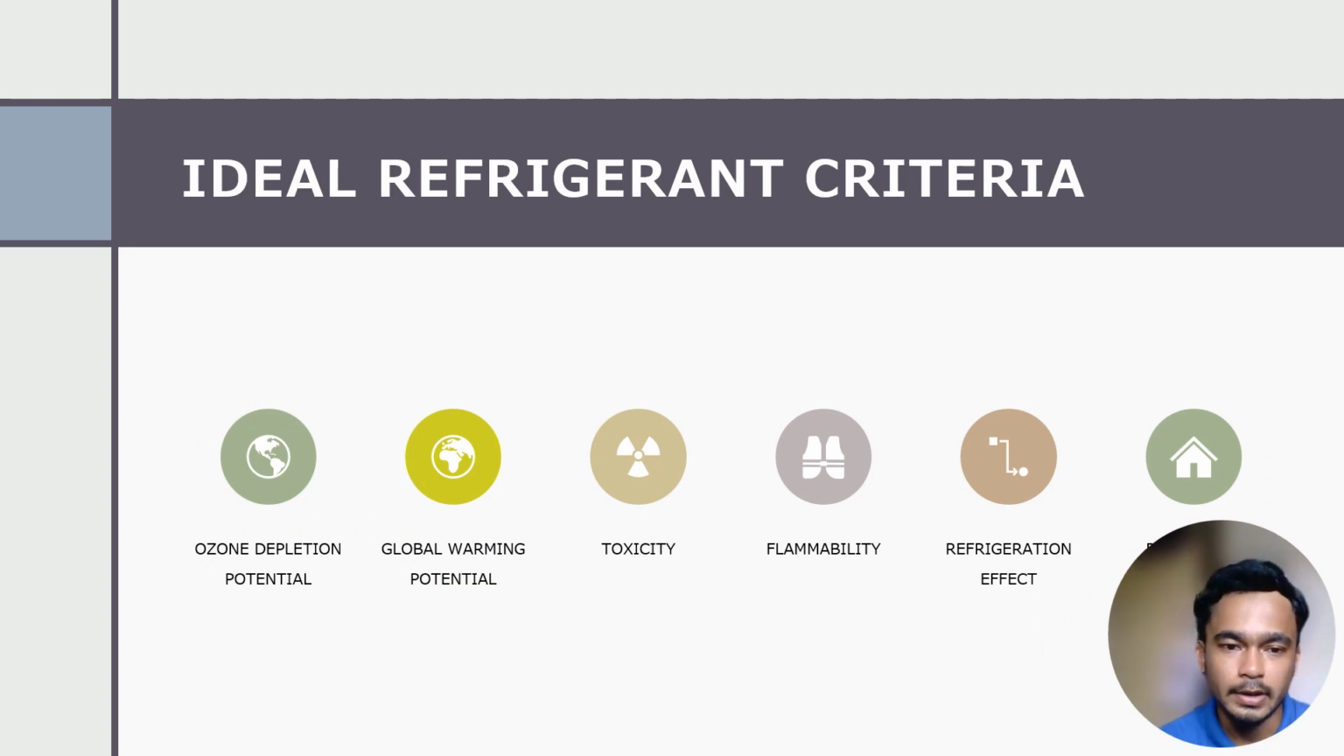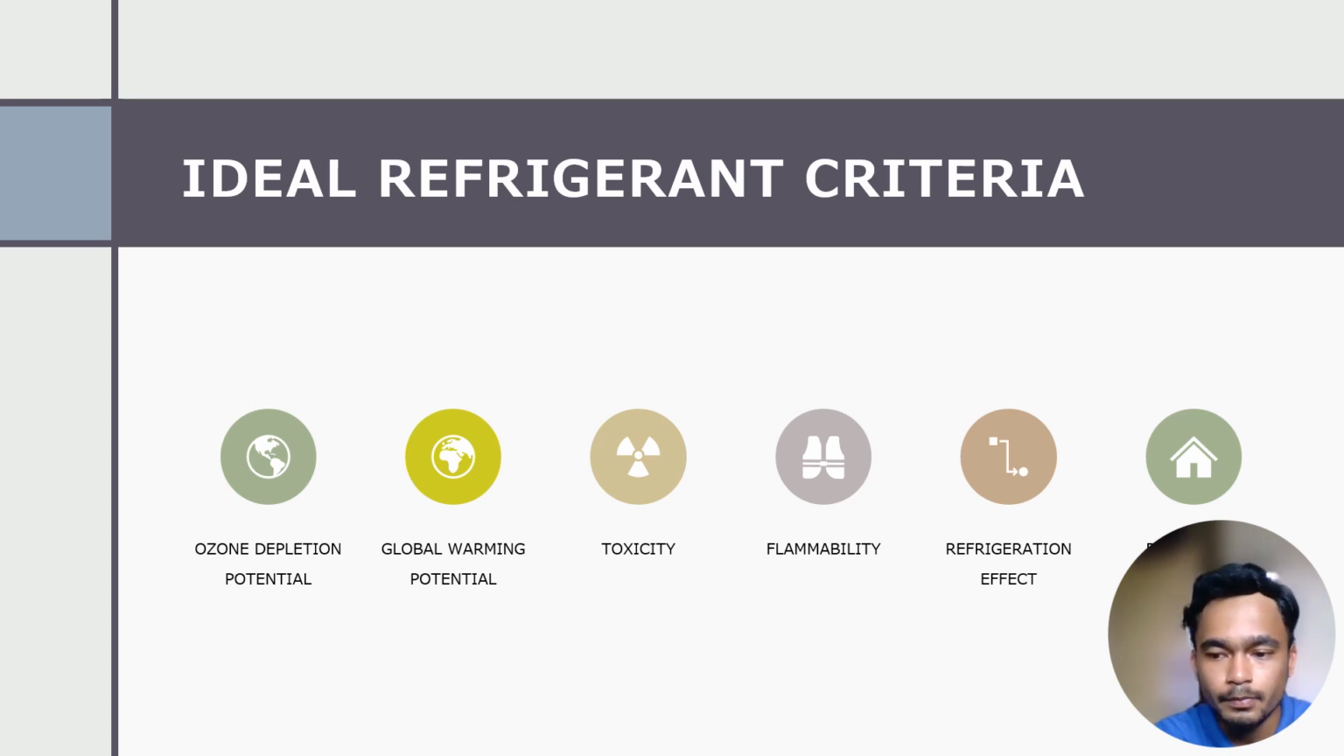Okay, so the next slide is the ideal refrigerant criteria. As we can see, there are 6 items in this slide, which are the significant criteria for choosing the right refrigerant to use in any air conditioning or refrigeration system. So let's take a look at the first item, which is ozone depletion potential, also known as ODP.